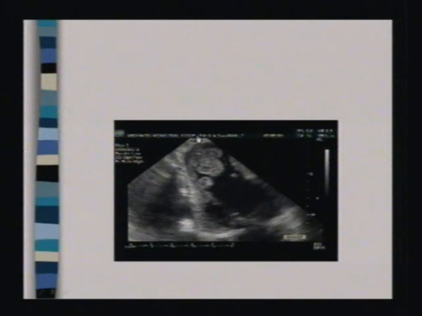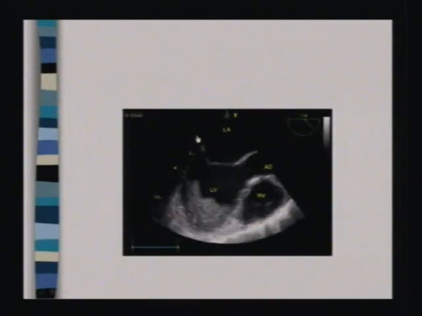A patient with anterior wall MI. This patient came with high grade fever, very toxic. There was a mass out here. This patient later on got operated and this mass turned out to be tuberculosis.